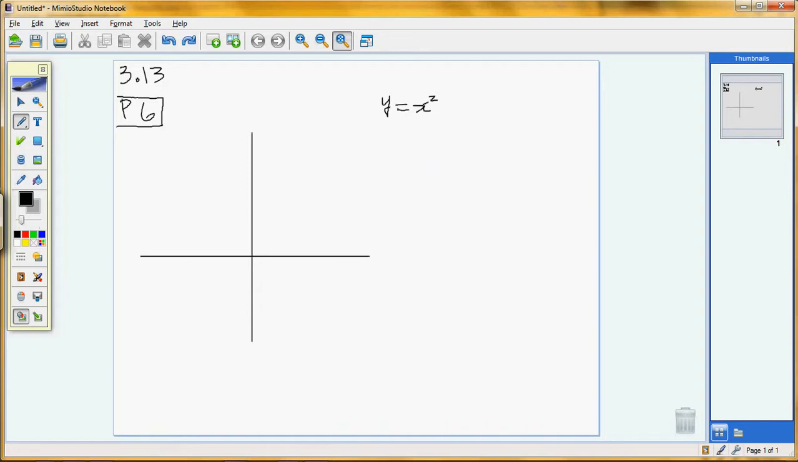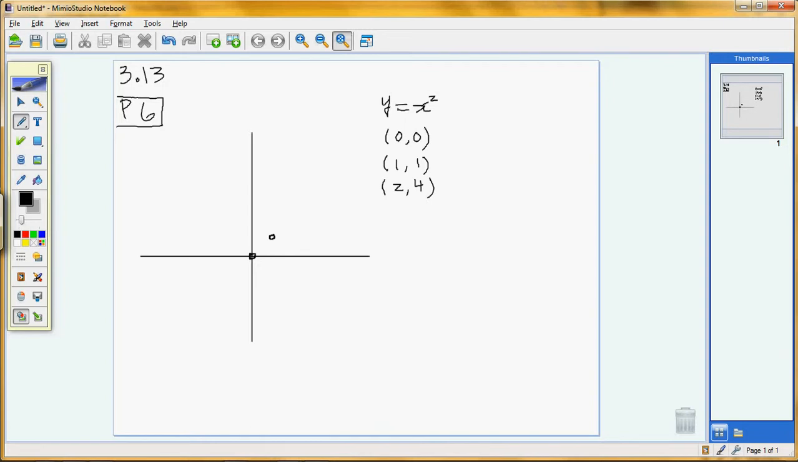Okay, so we have y equals x squared. So let's plug in some numbers. If x is 0, so we'll have 0 squared. So y will be 0. Is that good? That's going to be somewhere over here, right? If we have 1, then it will be 1 squared. So it will be 1 and 1, right? If we have 2, then we have 2 squared. If x is 2, then that will be 2 squared, so that will be 4.